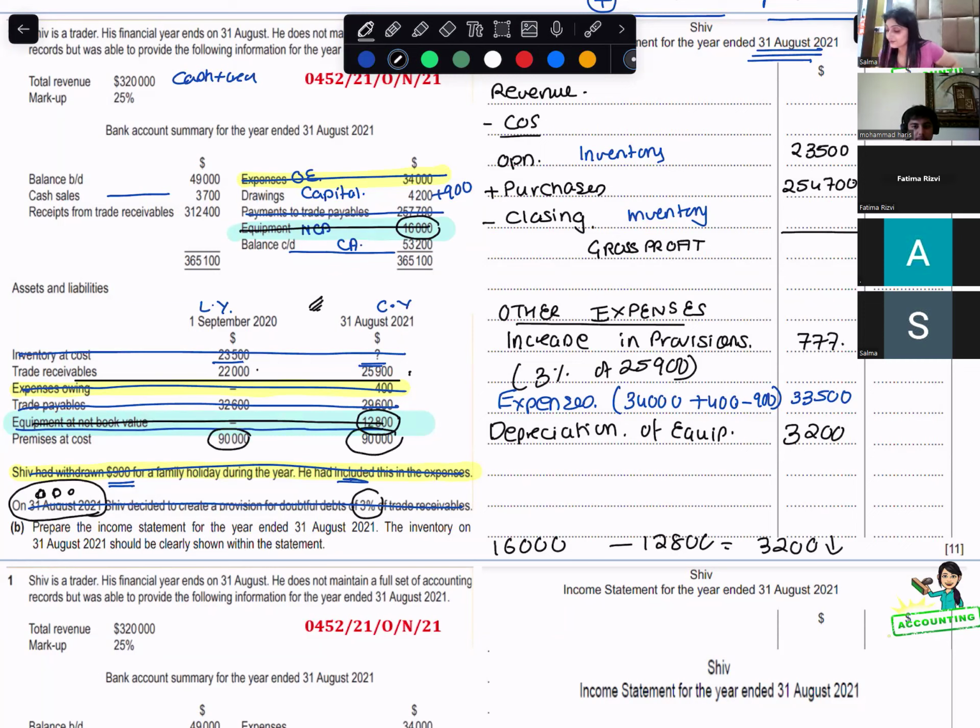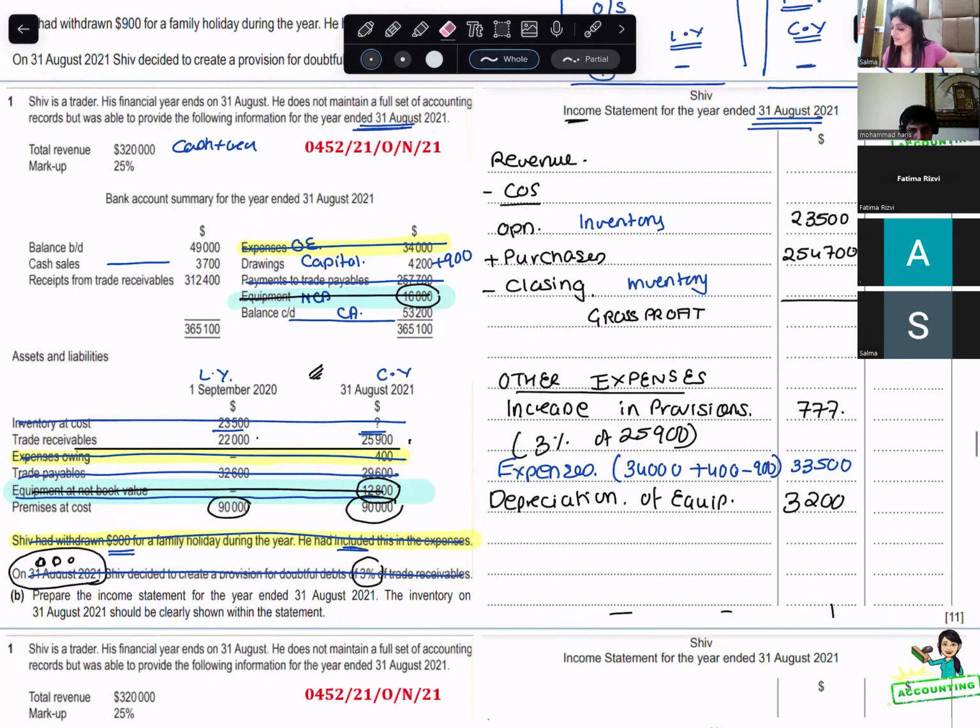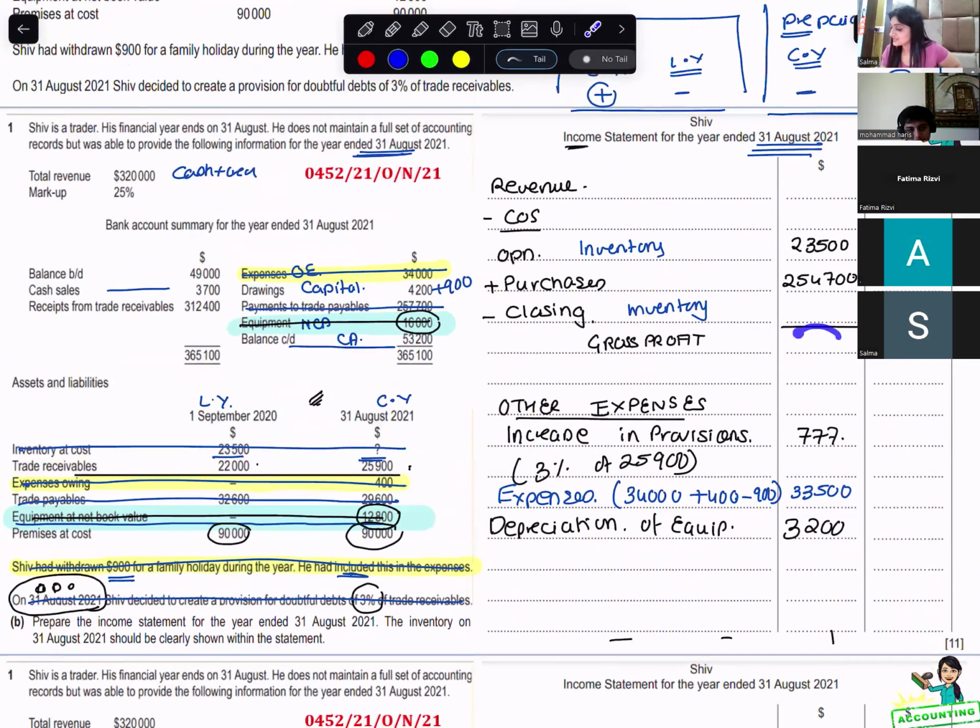Now, if I see, I have incorporated everything related to what information was given to me, but I don't have the closing inventory. Revenue I have, it was 320,000. Are you with me? Yes, miss.